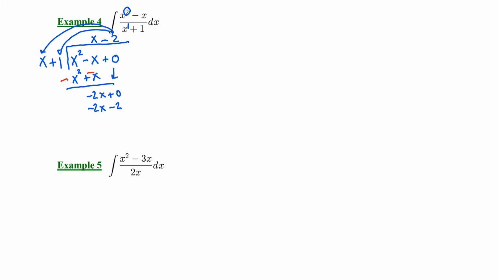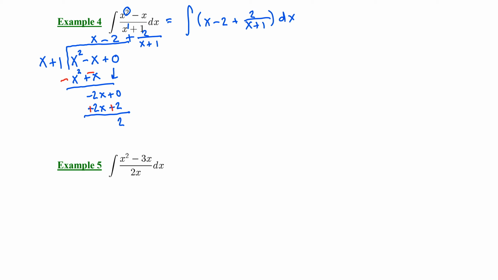Now, if your first terms match like they've done on both rounds, then we've done it correctly, because after we change the signs, those first terms cancel. So it looks like our remainder is 2. Again, to properly express our remainder, we put it over the divisor. So we can rewrite the original integral now as the integral of x minus 2 plus 2 over x plus 1 dx. And then we can integrate term by term.